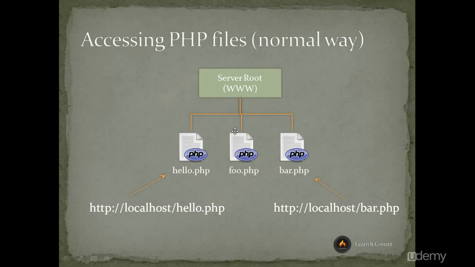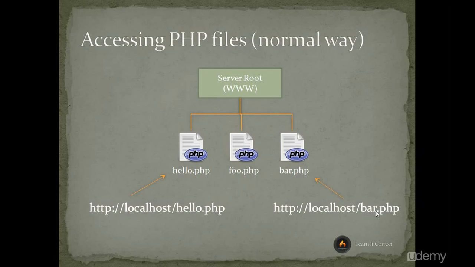This is the normal behavior when you're accessing a PHP file. This is your server root, and this is a file called hello.php. These are some other files, foo.php and bar.php. When you're accessing this file in your browser, what you typically do is type http://localhost/hello.php, and if you want another file, you do the same thing. This is the normal behavior.